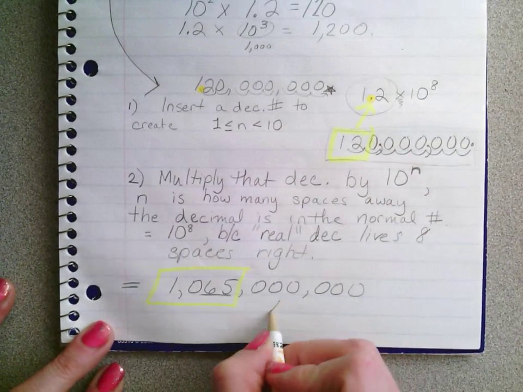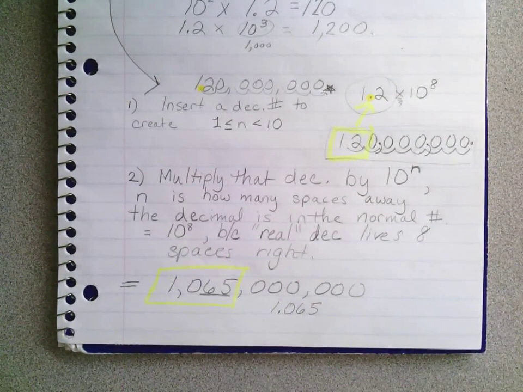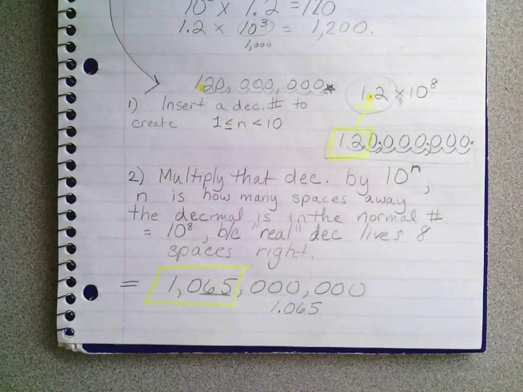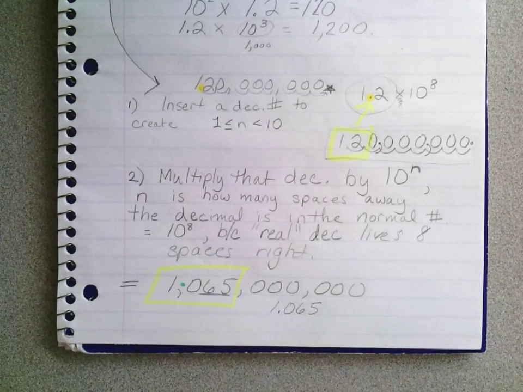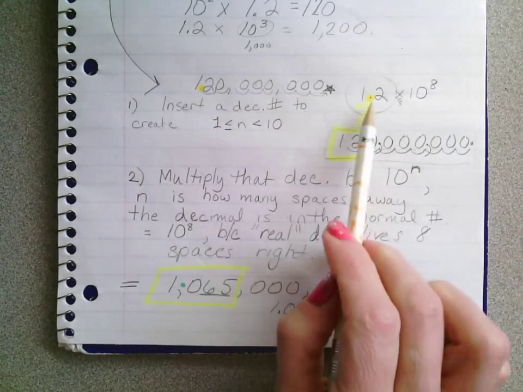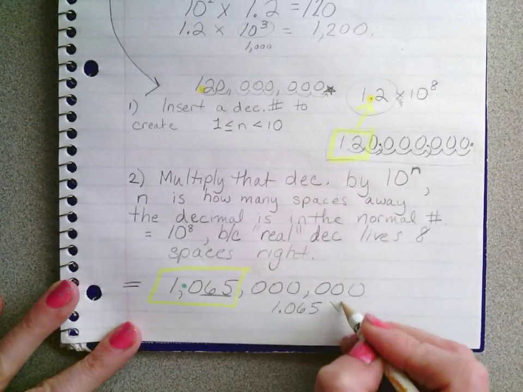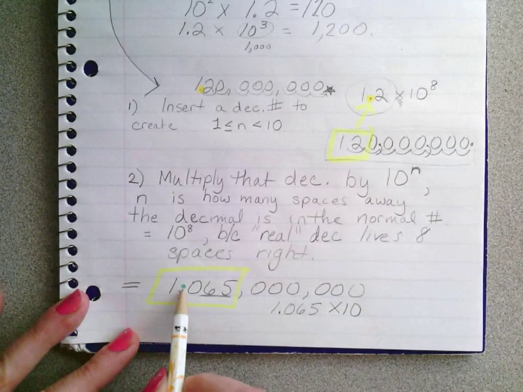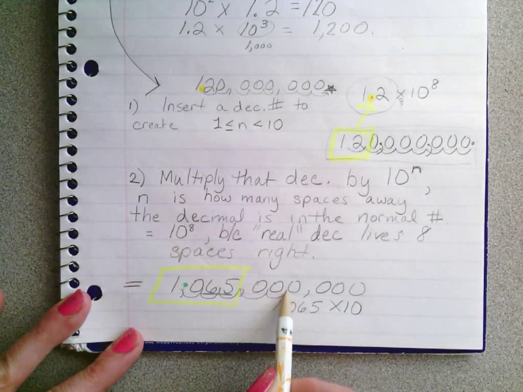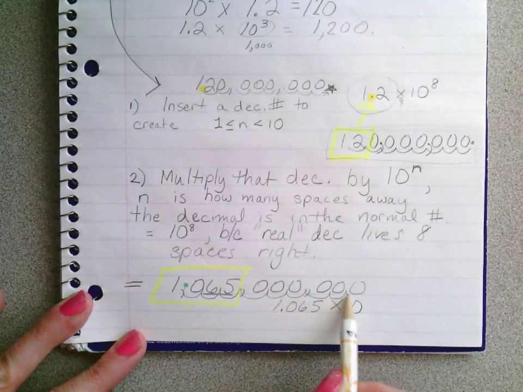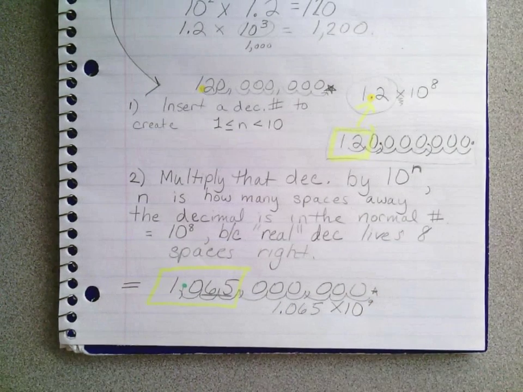So inserting a decimal: 1.065. I stuck it right here, and I'm not writing anything beyond that. Only write what you have to. Times 10 to the how many? 1, 2, 3, 4, 5, 6, 7, 8, 9. Because the real decimal lives 9 spaces to the right.